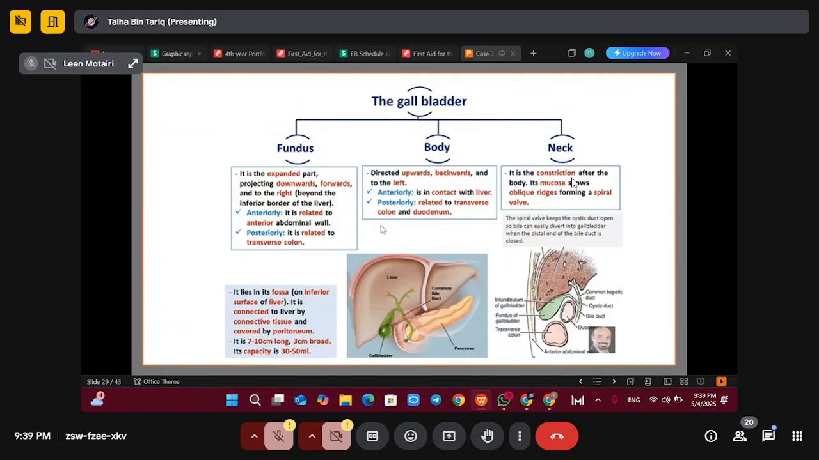You can remember the anterior-posterior relations. So the fundus is anteriorly related to the abdominal wall. Posteriorly, it's related to the transverse colon. The body is anteriorly in contact with the liver, and posteriorly, it's related to the transverse colon. And the neck is the constriction, which, I told you, is near the cystic duct. And its mucosa has oblique ridges, just like a spiral valve.